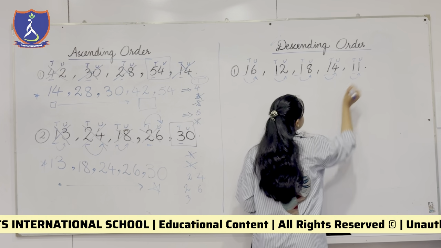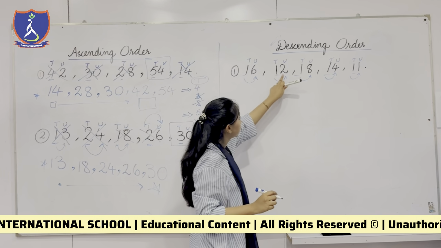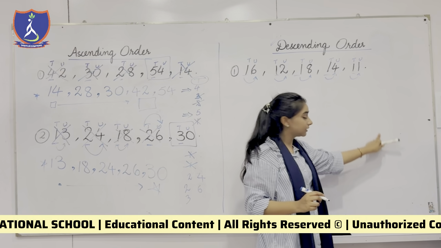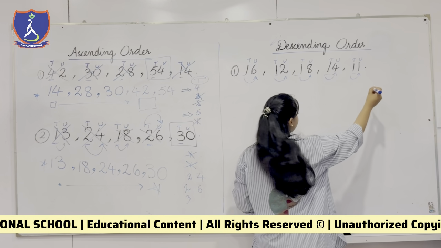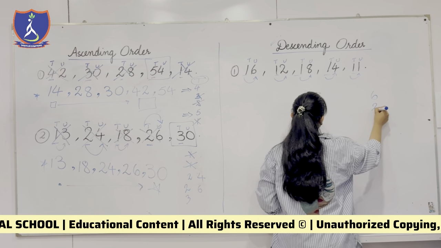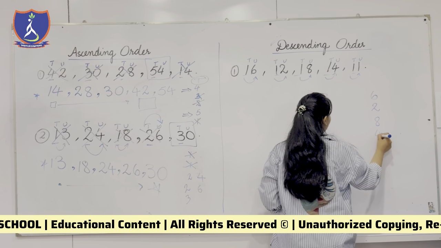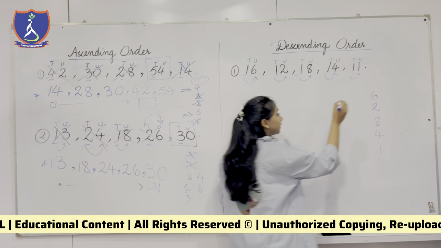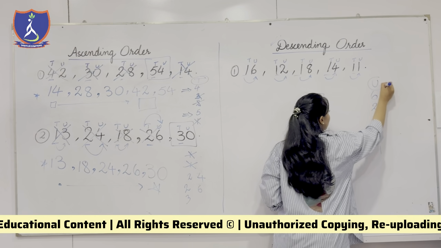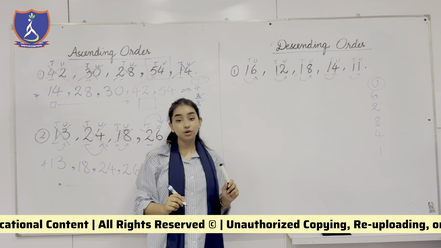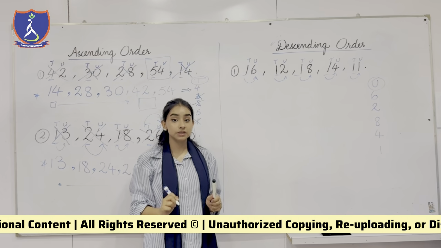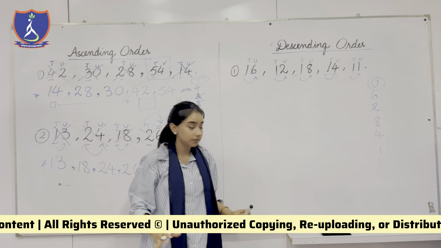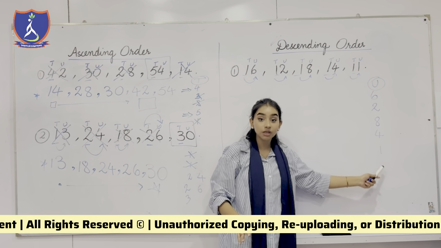When you move towards the units, you have units 6, 2, 8, 4, 1. List them down separately. These are the units that we have. Remember, these are not the tens. These are the units. The tens are the same. They are from the same family. So we are focusing on the units.